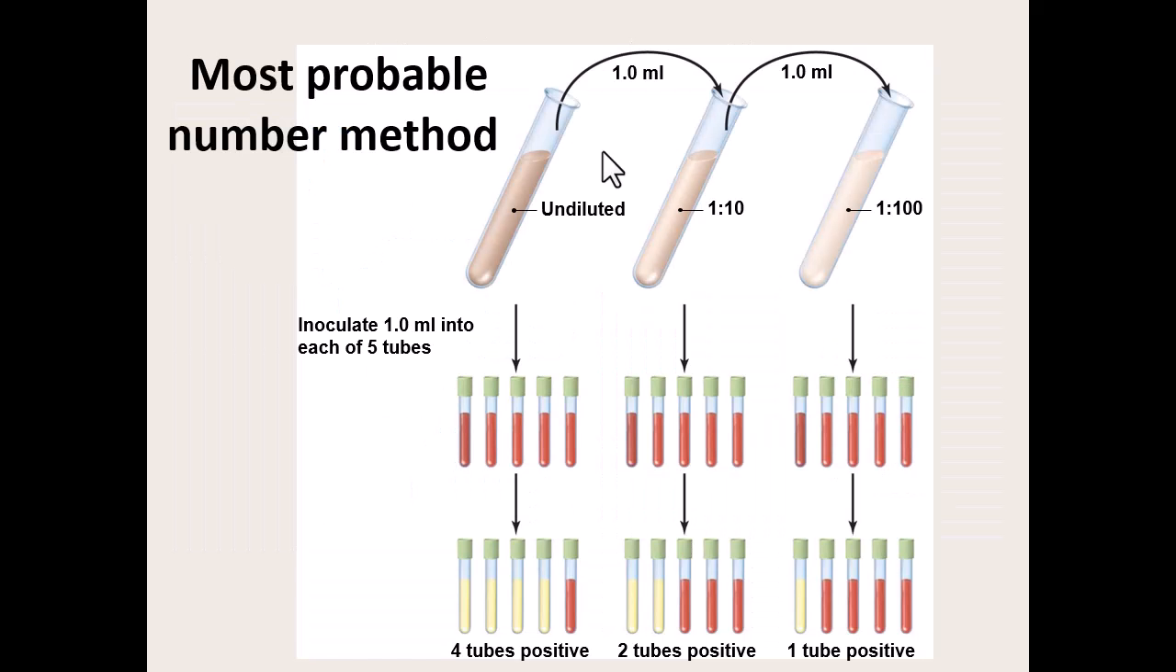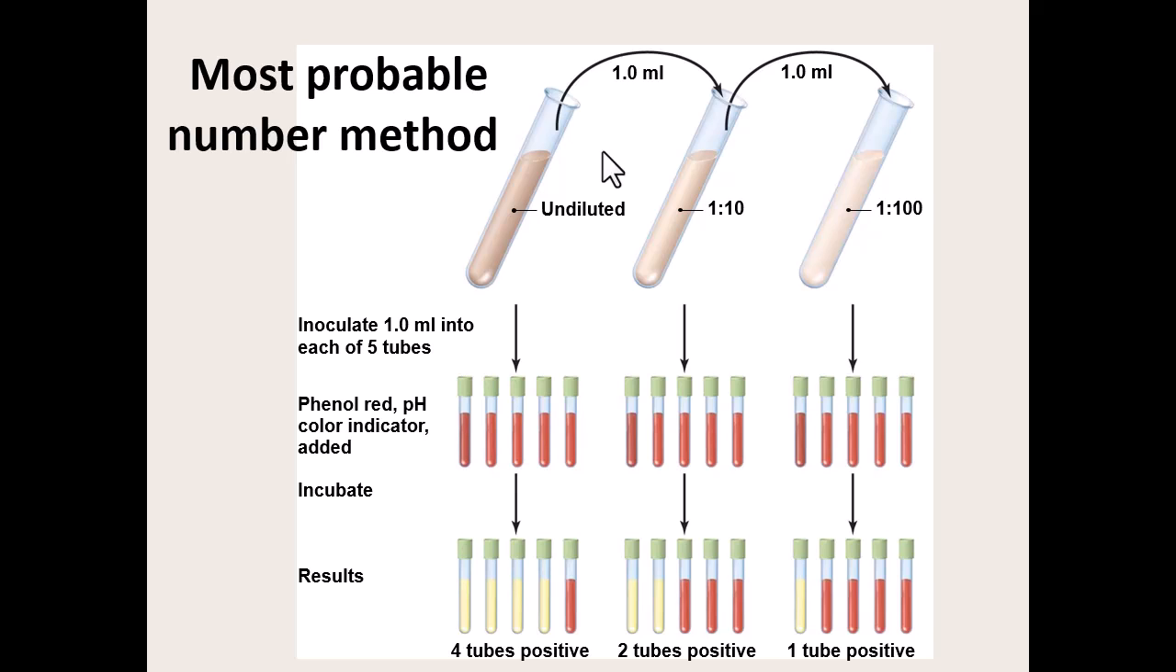The last one is the most probable number. There are some bacteria we cannot grow on a plate, and so we can't just count plates. Instead, we can still do dilutions. And instead we add the dilutions to the fluids. We add some type of substrate that if bacteria are present in enough quantity, we will see a color change. So this is for bacteria that just can't get grown on plates.